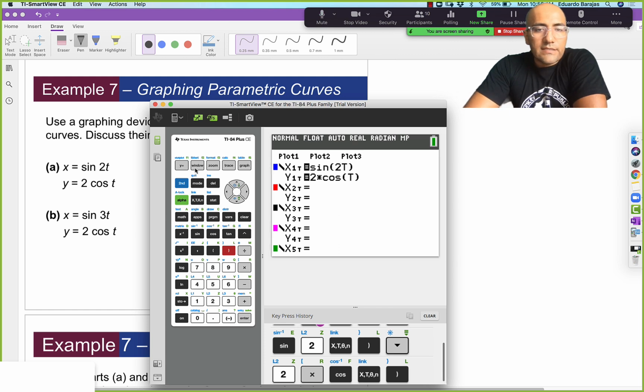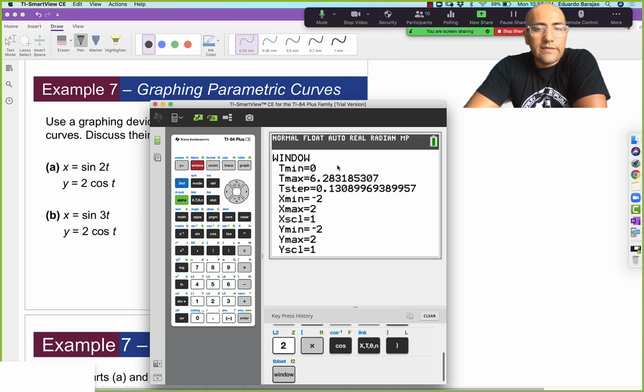Next, let's go to our window, and now we have to give a range for the t values. The t values also happen to be angles here, because the thing you plug into a sine or cosine function is an angle. So 0 to 2 pi seems an appropriate place to start and see what happens.